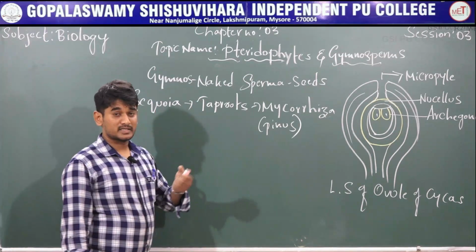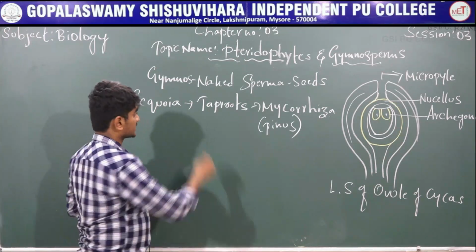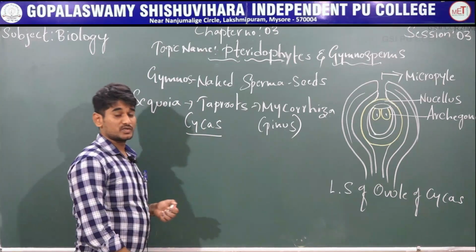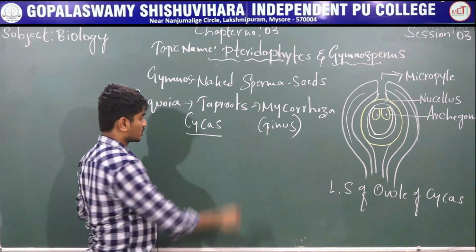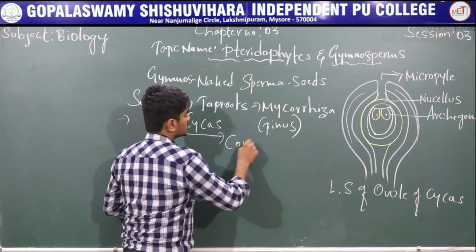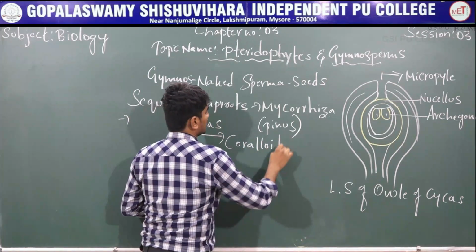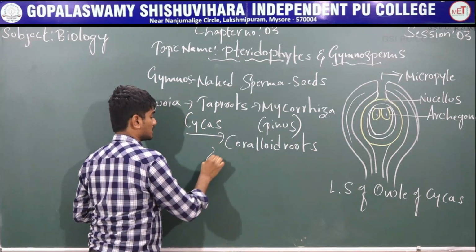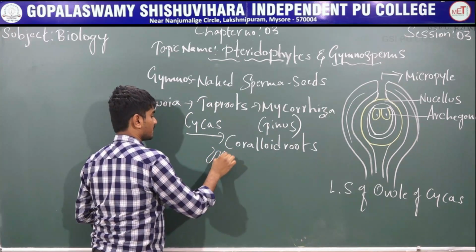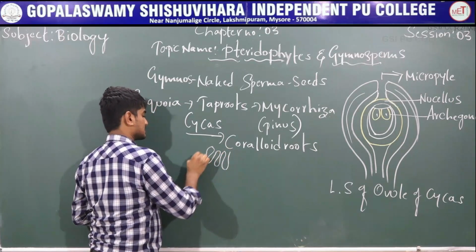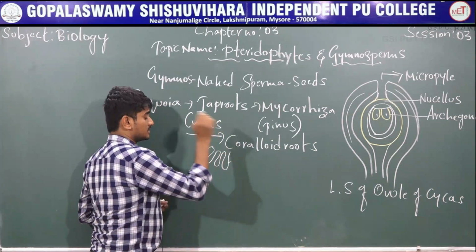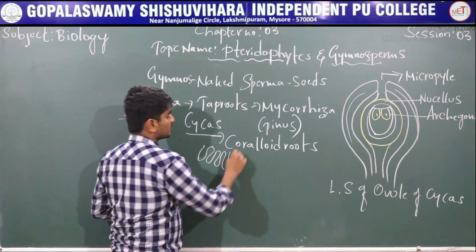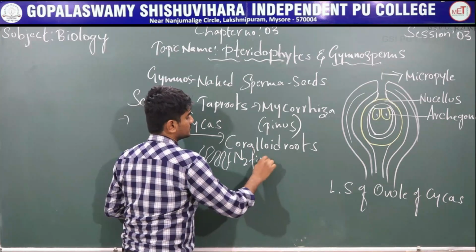And in some other plants, which means Cycas, the Cycas plant shows some specialized roots. It is called coralloid roots. Why is it called coralloid roots? See, because these roots resemble corals, coral reefs. So these roots are associated with nitrogen fixing cyanobacteria.